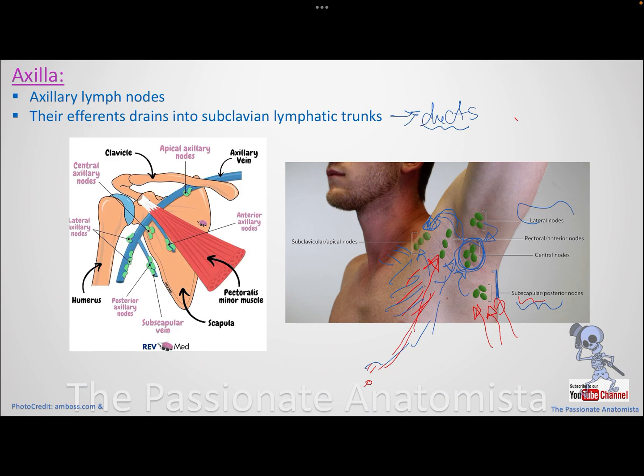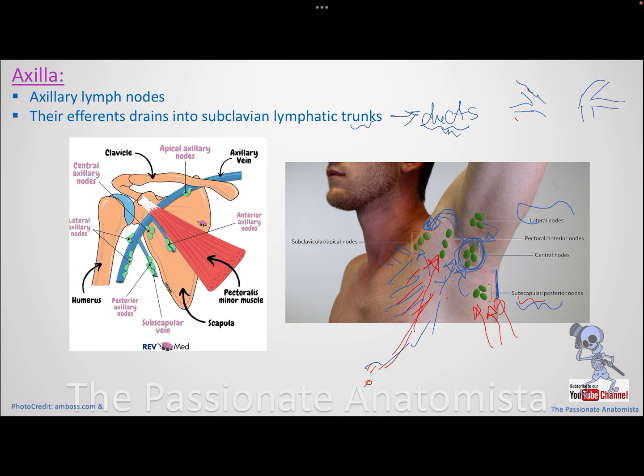I know I'm not explaining that in detail because I already have a very nice video explaining how the trunks, the ducts, and how they all drain eventually, and how the system works. So that's why I don't want to get into details of that. You can go ahead and see it.